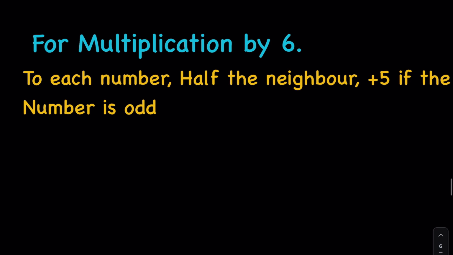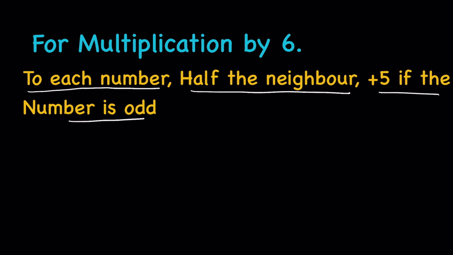Now for multiplication by 6, the method is the same, just a little bit of addition, that the number is also included. So the rule is, to each number add half the neighbor plus 5 if the number is odd. This rule is the same, half the neighbor plus 5 if the number is odd, and one thing is added to each number, that means the number is also included for multiplication by 6.